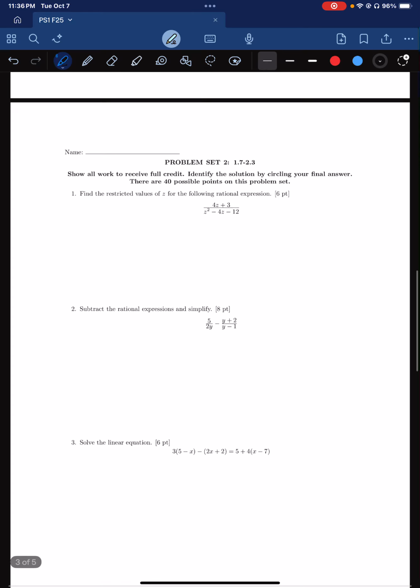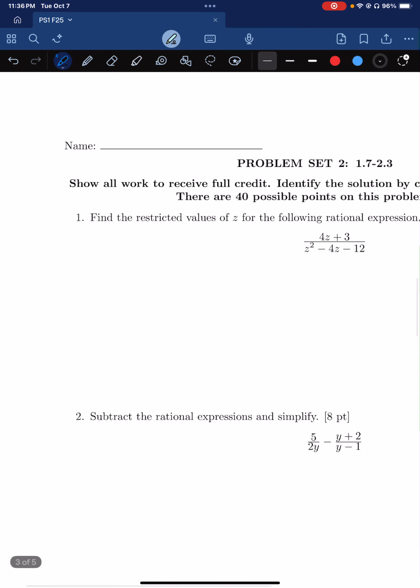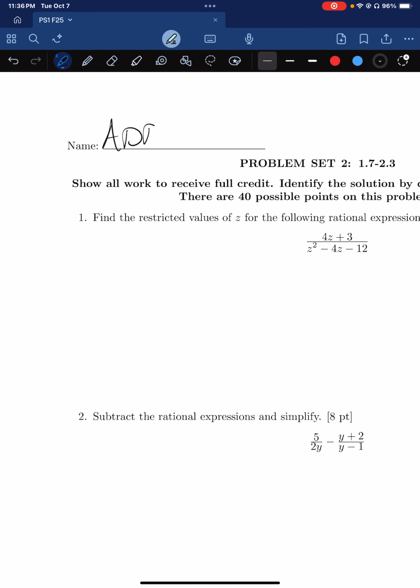All right. That was problem set 1, I guess. Let's look at problem set 2.